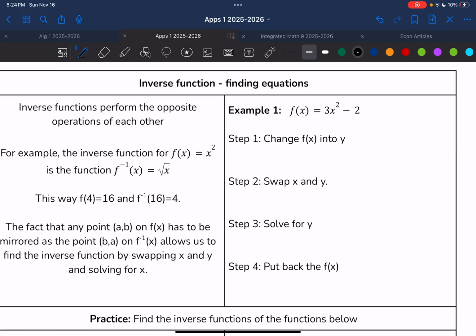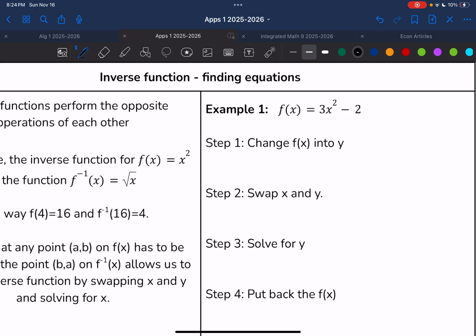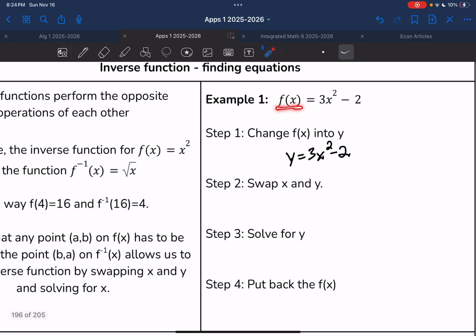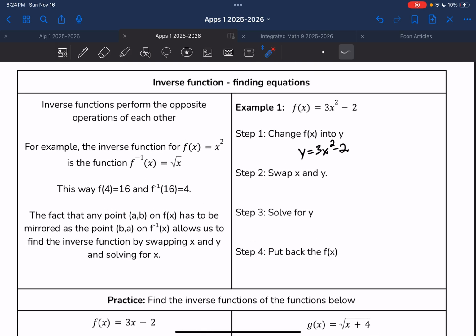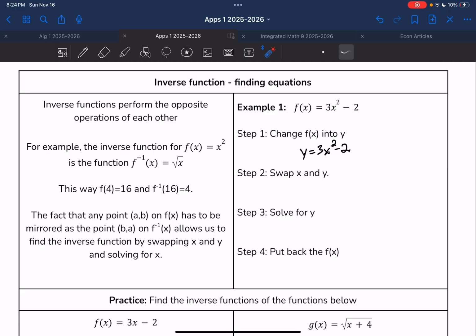So I'm going to start, we have this function here, f of x is equal to 3x squared minus 2. The first thing we're going to do is just change that to be y is equal to 3x squared minus 2. This is not necessary. If you are comfortable switching x and f of x, you can just do that too. But I think most people are more comfortable doing algebra with x and y and thinking about x as an input and y as an output, so we're going to kind of work with the notation that is most comfortable to us.